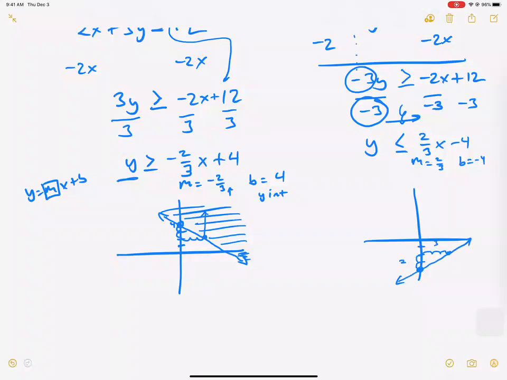Now, my question to you, y is less than. Do we shade above or below here? Y is less than. We're going to shade below. But if you're not sure, put your pencil, whatever you want, on this line. Y is less than. So we're going to go down. Okay, so we're shading below.